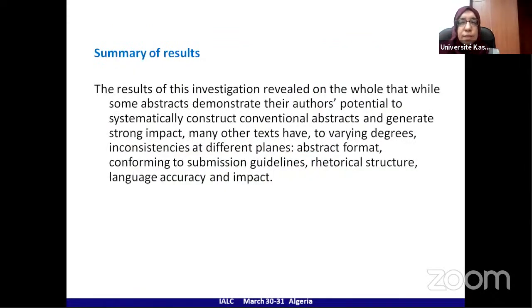Now, I come to a summary of these results. The results of this investigation reveal on the whole that while some abstracts demonstrate their authors' potential to systematically construct conventional abstracts and generate strong impact, we are interested in the impact. Many other texts have, to varying degrees, inconsistencies at different planes: the format conforming to submission guidelines, rhetorical structure, language accuracy, and impact.